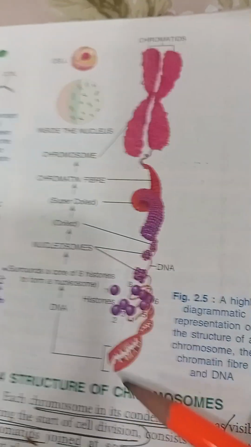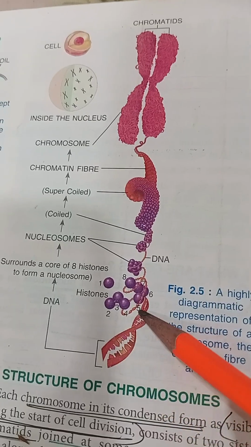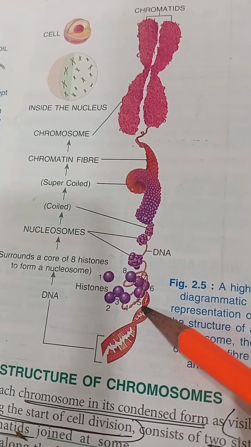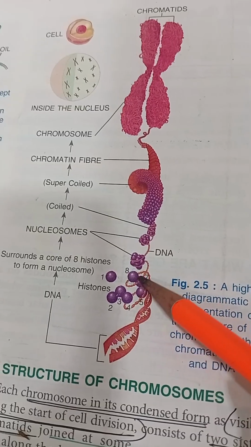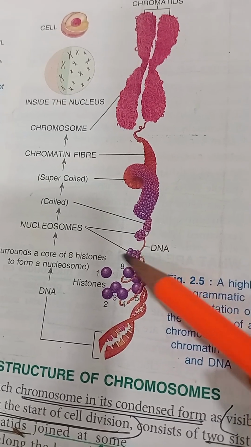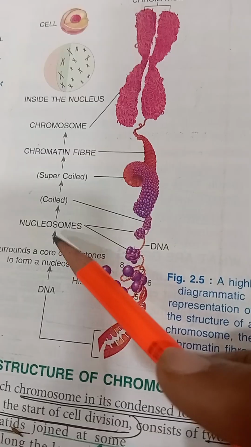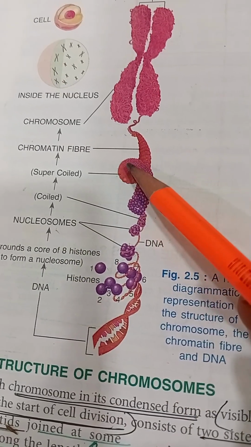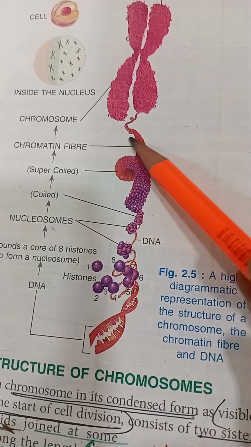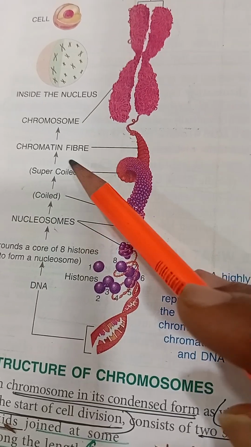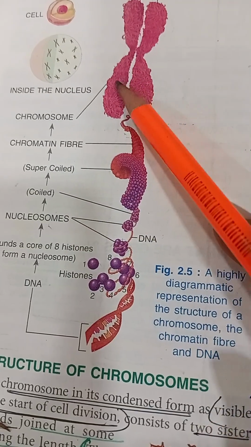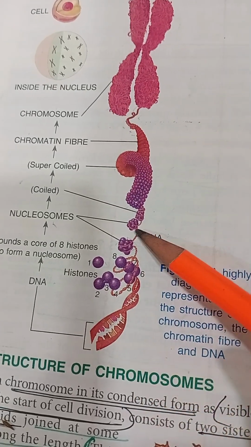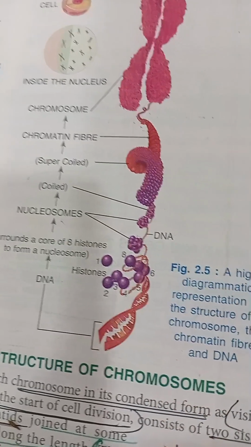If we study the structure of chromosome, see this is a DNA. These are all histones, 8 in number. So the DNA is slightly coiled around the histone and gradually more coiling occurs, and this results in the formation of nucleosomes. Many such nucleosomes are coiled over each other, supercoiled over each other, ultimately forming the chromatin fiber. The chromatin fiber further condenses and coils to form a chromosome. It is just like wool being used to create a sweater to wear.